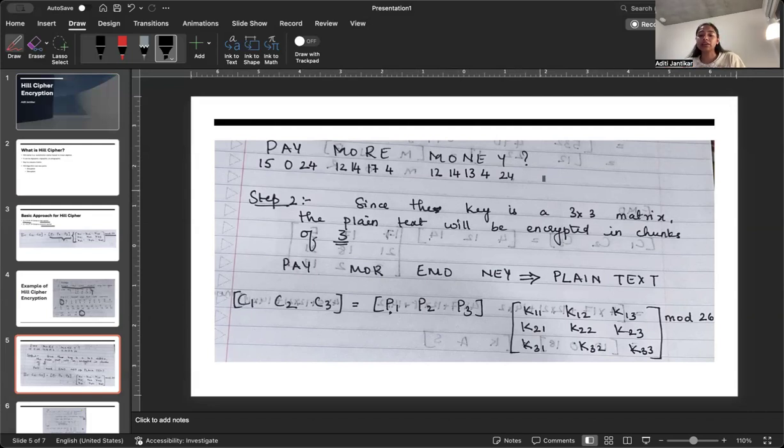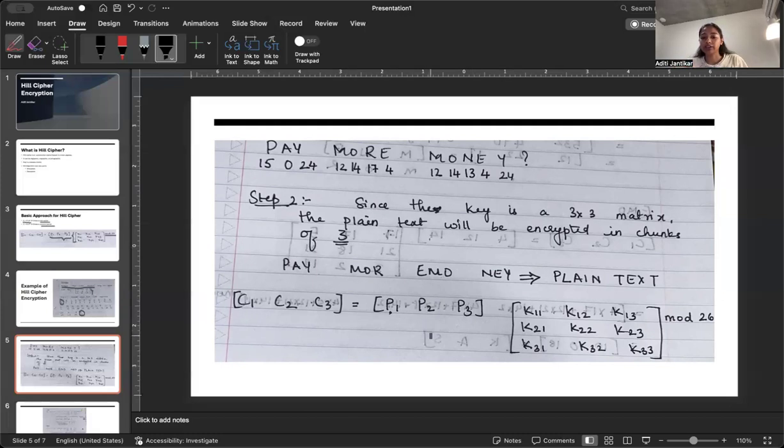So the second step will be, since the key is a 3 cross 3 matrix, the plain text will be encrypted in chunks of 3. So it will be PAY MOR EMO NEY. So if it was a 2 cross 2 key, then you would have PA YM OR EM. I hope I am making my point clear here.